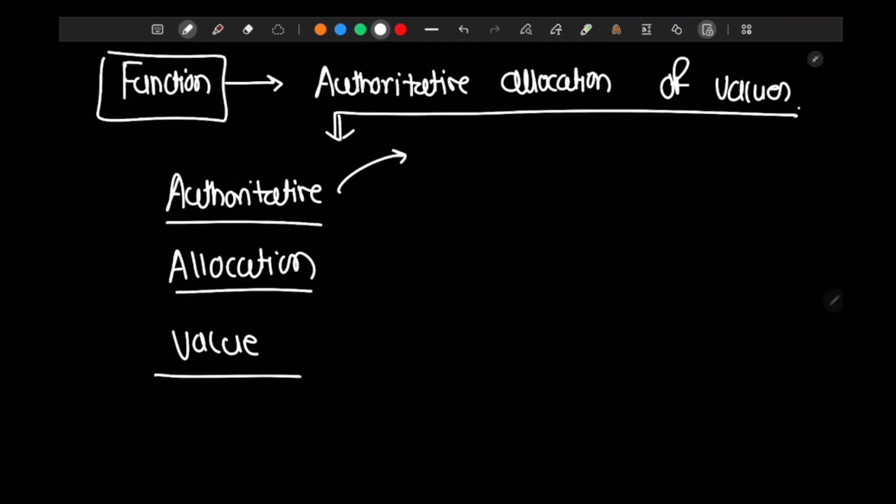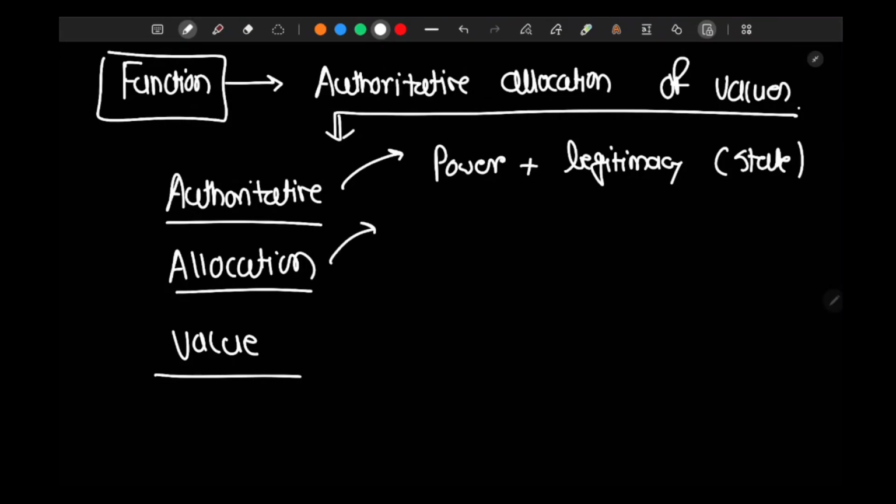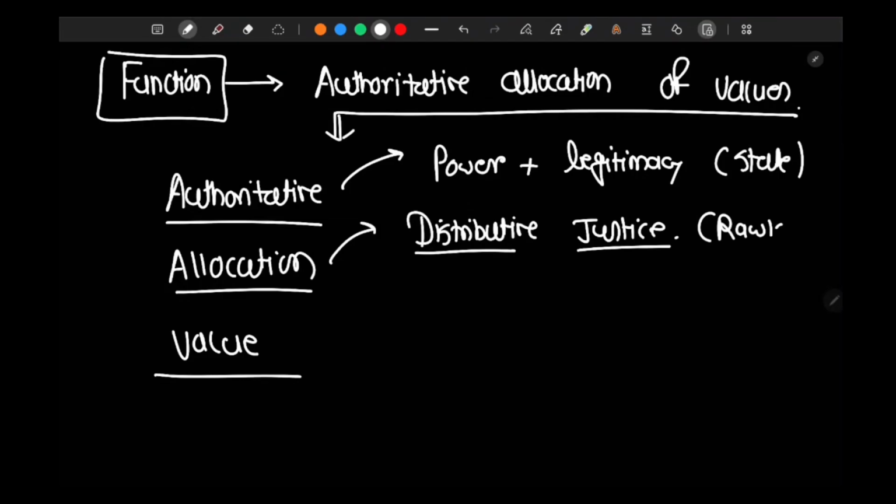What is authority? We have seen all this. What is authoritative? Authority is basically power plus legitimacy. Who has power plus legitimacy? The state. What is allocation? Again, keep your mind very calm while I am saying this. Authority is power plus legitimacy. Allocation is nothing but distributive justice. Remember Rawls.